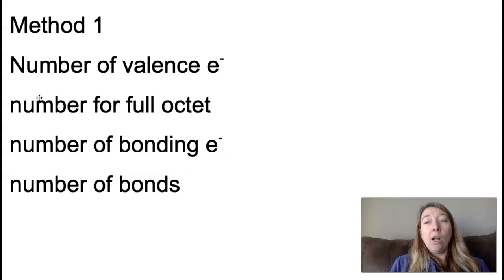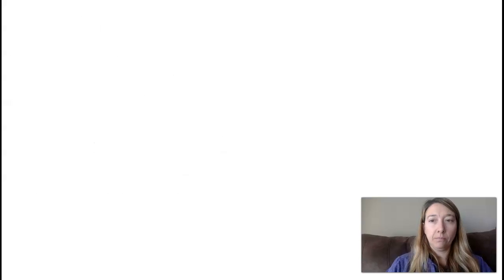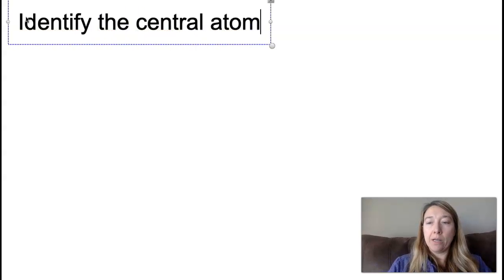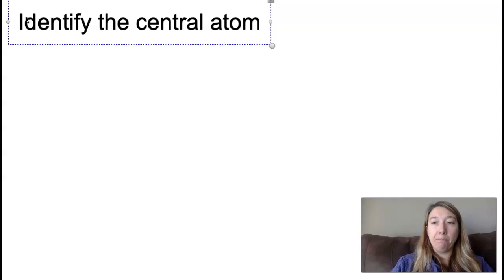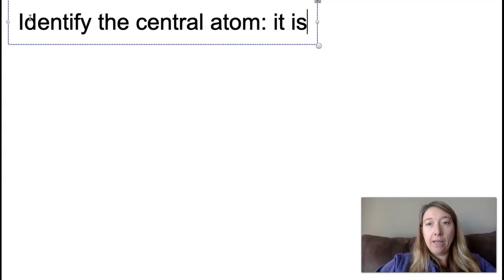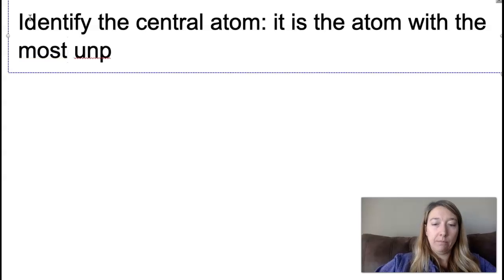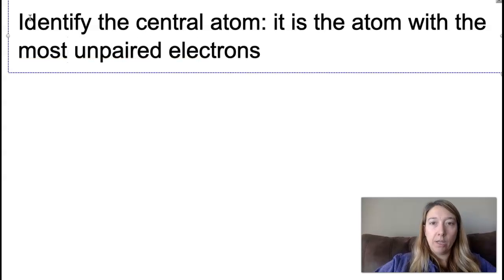So how we're going to identify the central atom, I really should have put a slide in here for that. Okay, so how we're going to decide it. We need to identify the central atom. The central atom is going to be the atom that goes in the middle of our molecule or our drawing. We identify the central atom because it is the atom with the most unpaired electrons. Because it has the most unpaired electrons, that means it wants to make the most pairs.